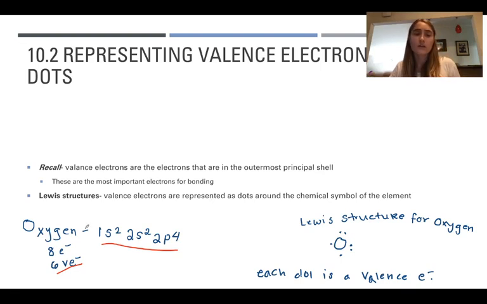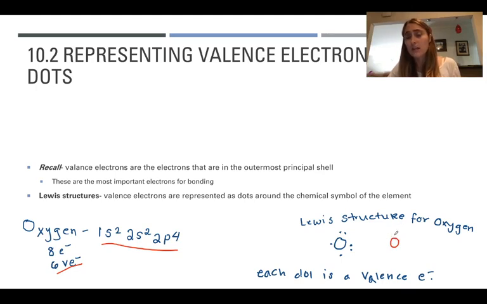Now the next thing we're going to look at is what Lewis structures are. Lewis structures are a visual representation of how many valence electrons something has. The first thing you're going to do is draw the chemical symbol for whatever element you want to draw a Lewis structure for. In this case, we're still looking at oxygen. So I would write an O as my chemical symbol, and then I have 6 valence electrons that I need to distribute.